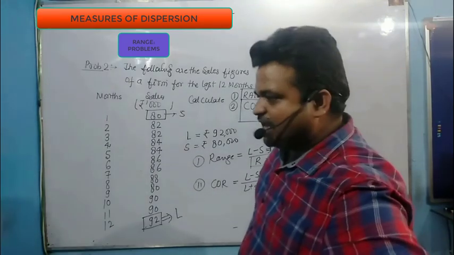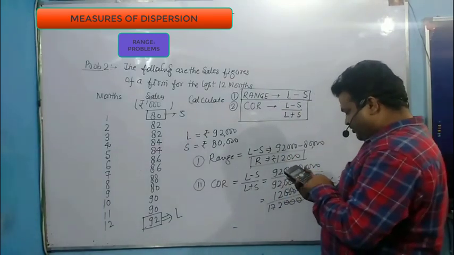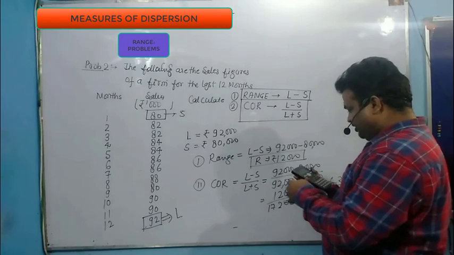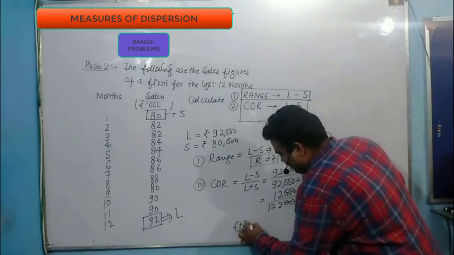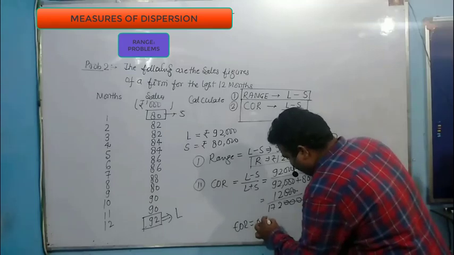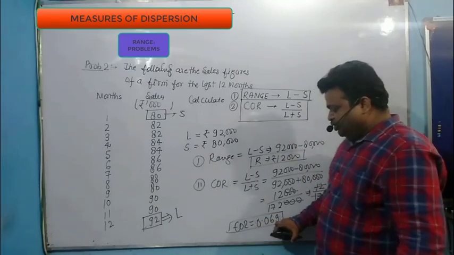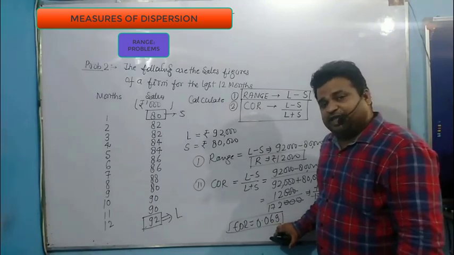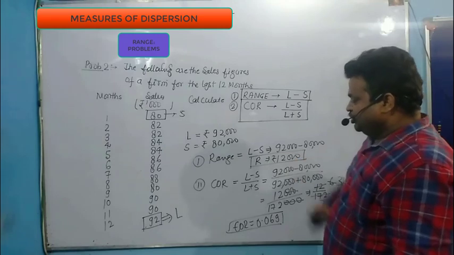Now you can use a calculator and find the value of 3 by 43. So you will have 0.069. So my coefficient of range is equal to 0.069. Again I repeat, this is a ratio. So you have the value without unit. This is unit independent, whereas R is unit dependent.